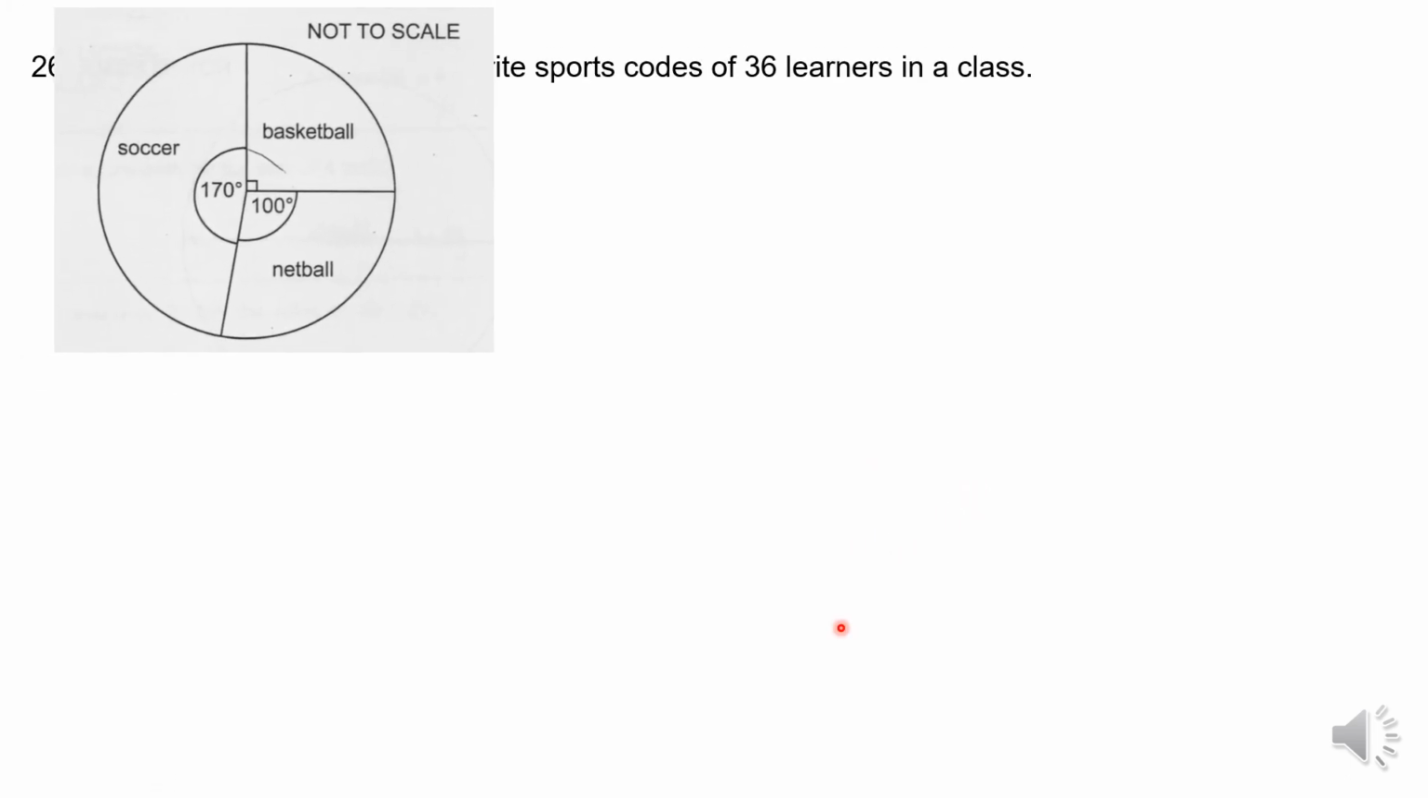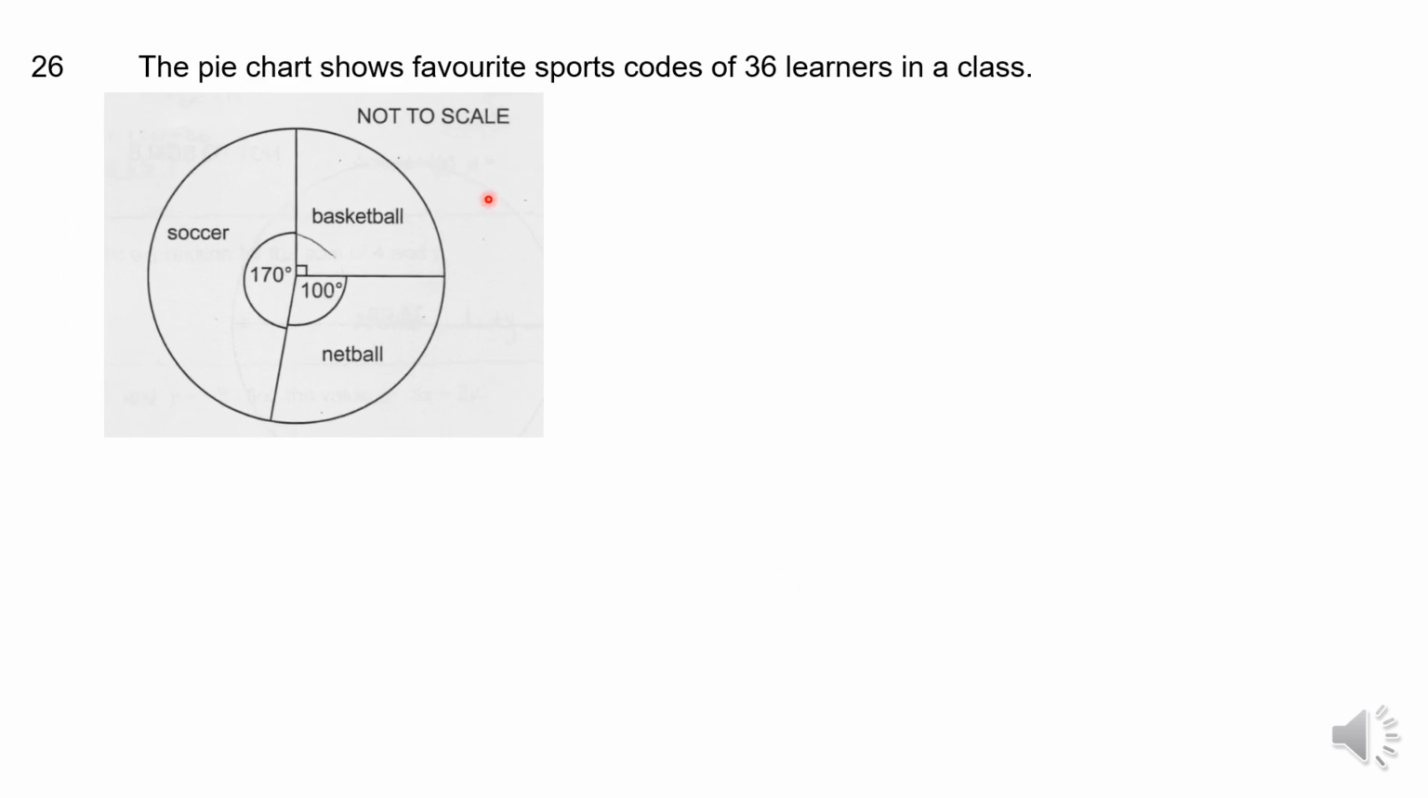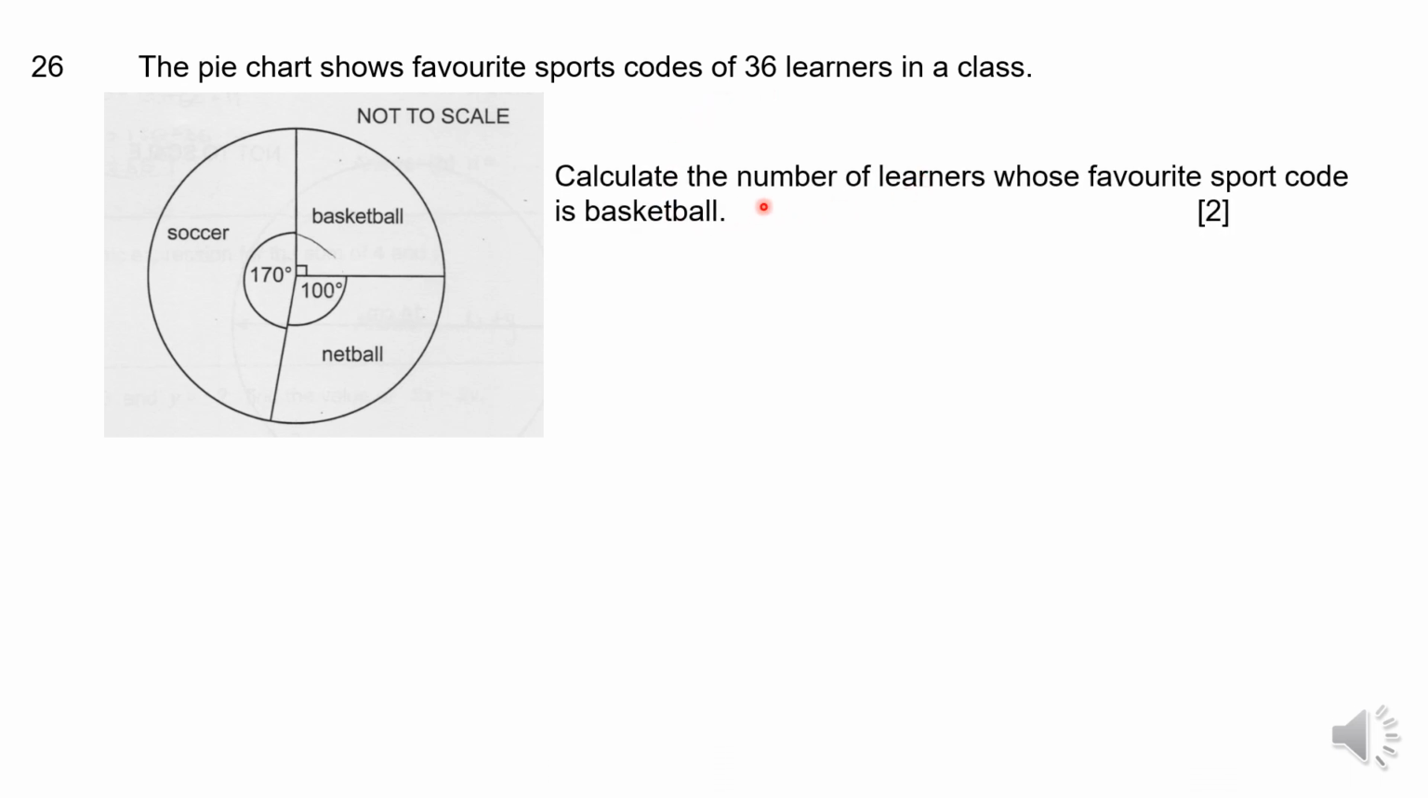Question 26, you are given a pie chart, and it shows the favorite sports codes for 36 learners. So we are supposed to find the number of learners whose favorite sport is basketball. Now, if you look at the angle of basketball here, it's 90 degrees out of 360. Okay, so 90 degrees over 360, the whole thing adds up to 360, times the 36 learners.